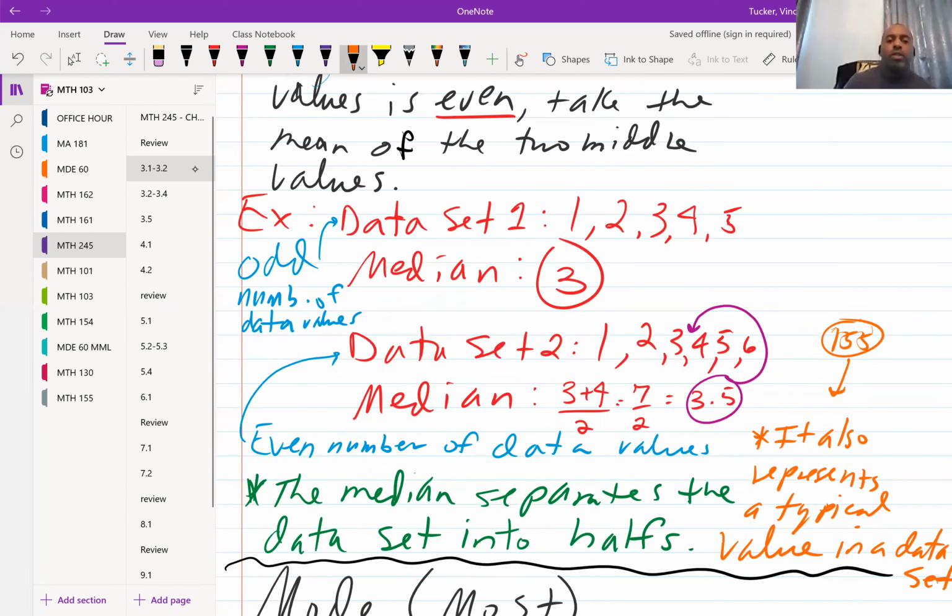All right, so in the green, the median separates the data set into halves. And once again, you don't need this over here because it's for 155.